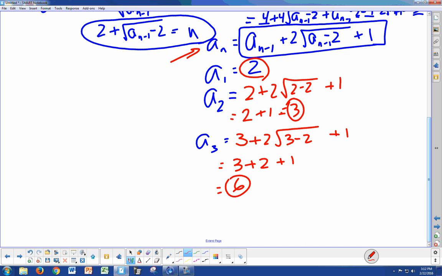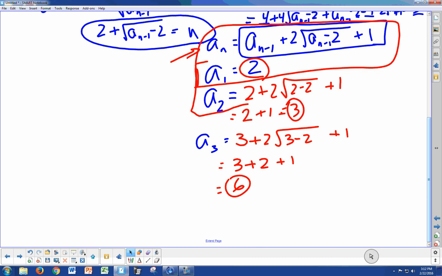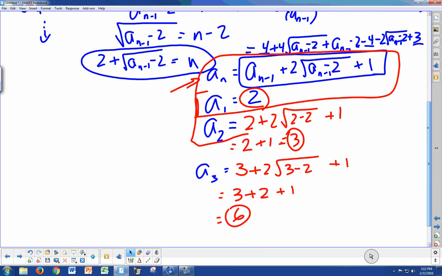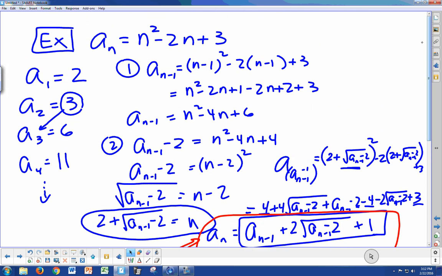So here it is. You've got your a sub 1 is 2, and a sub n is that whole thing. So once again, this kind of shows a nice clean method for finding a natural recursive definition for this explicit sequence, which is a quadratic, or in the previous case, a rational one. Hope you enjoyed that and give it a try.